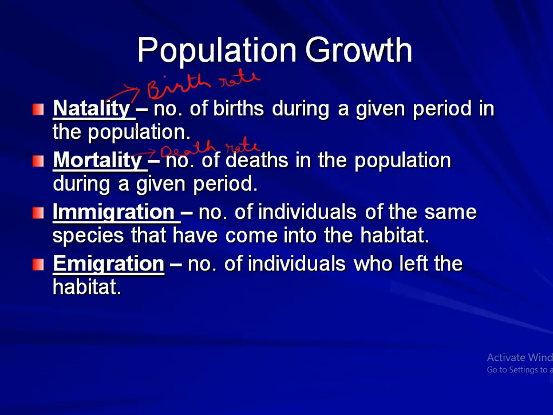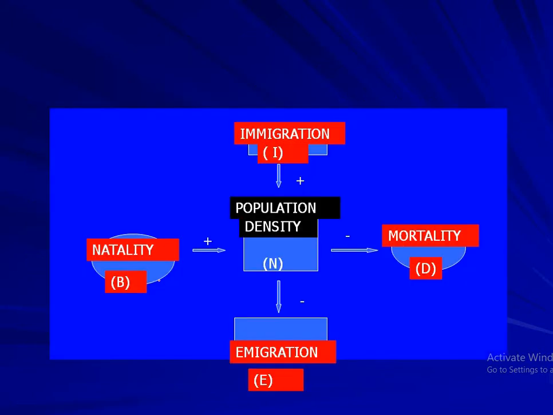So if we talk of the first factor, natality, it increases the population. Mortality, which is death rate, decreases the population. Immigration again increases the population, and emigration decreases the population. So these are the four factors which decide how the population would change, whether it would increase or decrease. So considering all these four important factors, how can we calculate the population density?